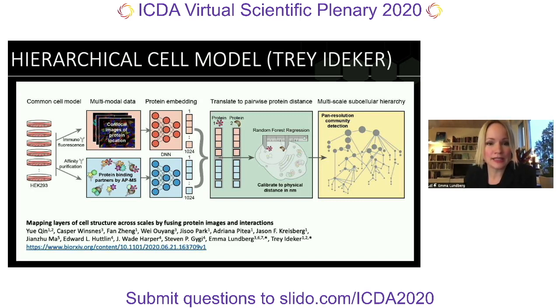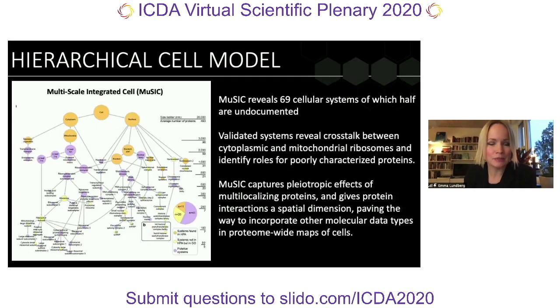And then we can take these distances and translate them to pairwise protein distances and calibrate the physical distance in nanometers, which is pretty cool, that you can calibrate networks to physical distances. And we could build this multi-scale subcellular hierarchy. But what is nice here is that by combining these two data types that are measured at, let's say, different resolutions, we can find many new systems.